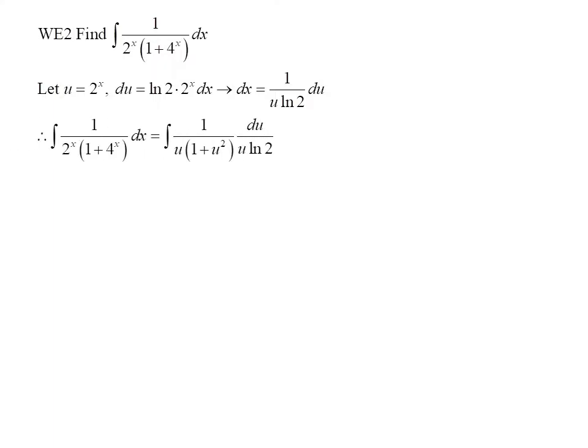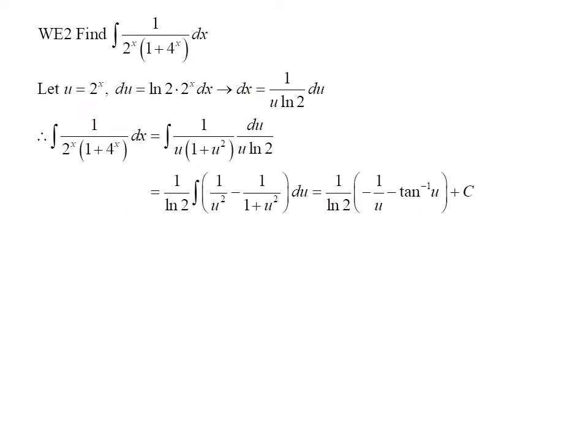Hence, the antiderivative is written to 1 over the product of u and 1 plus u squared, in parentheses times du over the product of u and ln of 2, which equals 1 over ln of 2 times the integral of 1 over u squared minus 1 over the sum of 1 plus u squared, in parentheses du, which equals negative 1 over the product of 2 to the x and ln of 2 minus arctangent of 2 to the x over ln of 2 plus c, after being simplified.